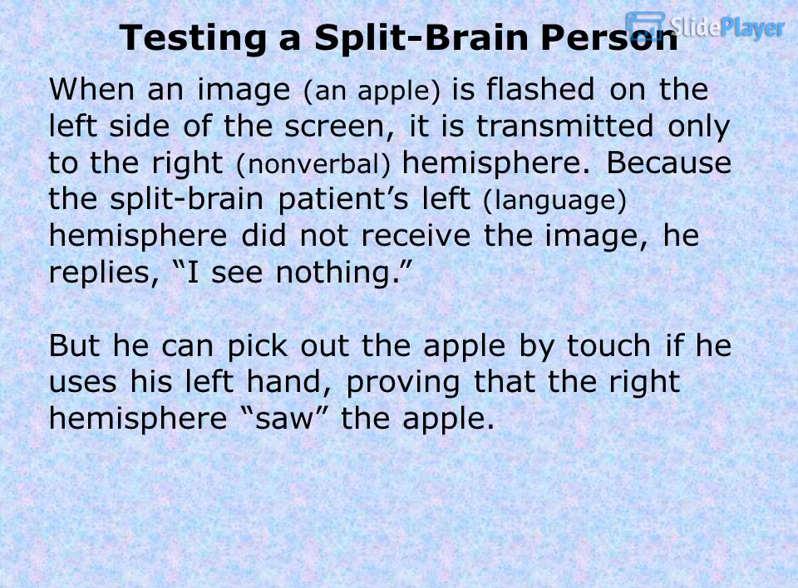Testing a split brain person. When an image, an apple, is flashed on the left side of the screen, it is transmitted only to the right, nonverbal, hemisphere. Because the split brain patient's left, language, hemisphere did not receive the image, he replies, I see nothing. But he can pick out the apple by touch if he uses his left hand, proving that the right hemisphere saw the apple.